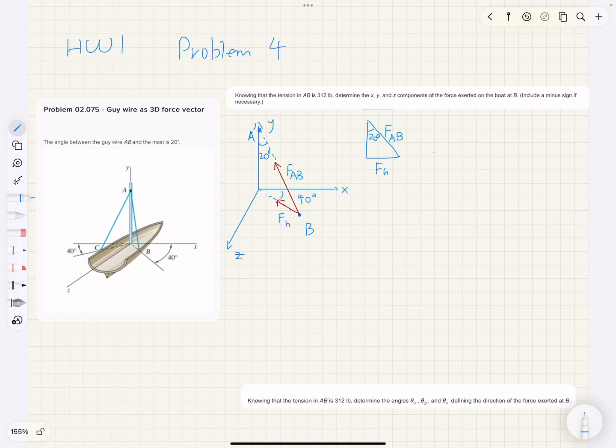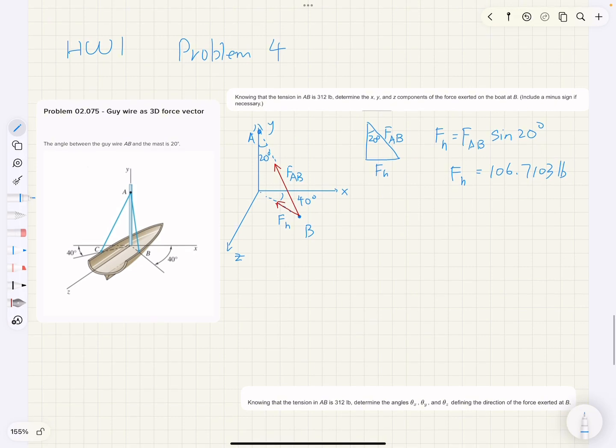And to find FH, we can simply do the trigonometry: FH equals FAB sine 20 degrees. Then, by plugging in FAB equals 312, we can solve for FH, which is 106.7103 pounds.